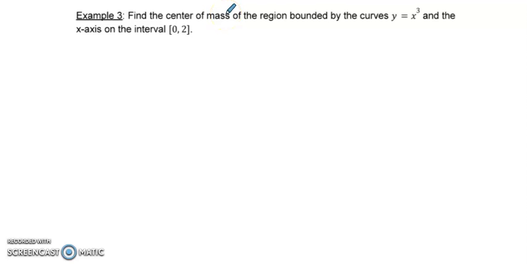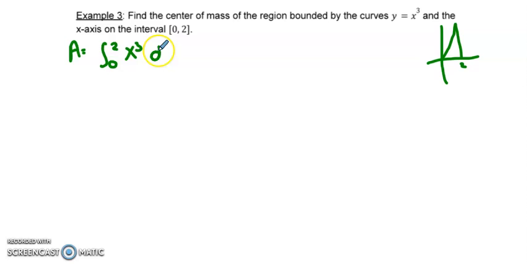All right, in this example, we'll find the center of mass of a lamina that is created when we take x cubed and we bound it by the x-axis and the limits of integration 0 and 2. So the first thing we want to do is find the area of this lamina, which will be the integral from 0 to 2 of x cubed dx, which is x to the 4th over 4 from 0 to 2, so 16 over 4, which is 4.